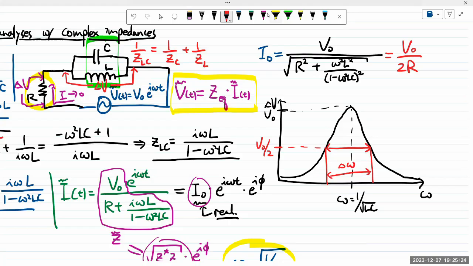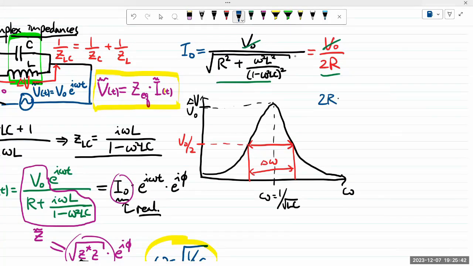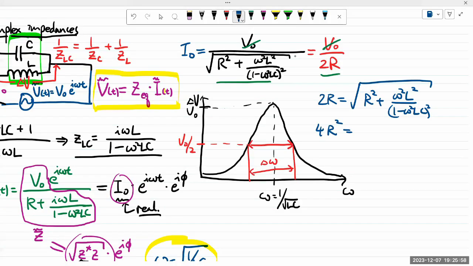So let's look at it. I have V naught equal to V naught, so I can cancel those out. So I'm setting this equal to 2R and see what kind of frequencies you get. So I have 2R is equal to the square root of R squared plus omega squared L squared over 1 minus omega squared LC squared. Okay, so to get rid of the square root, square both sides: 4R squared is equal to R squared plus omega squared L squared over 1 minus omega squared LC squared.